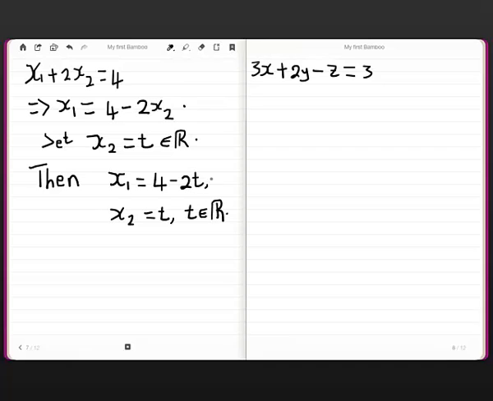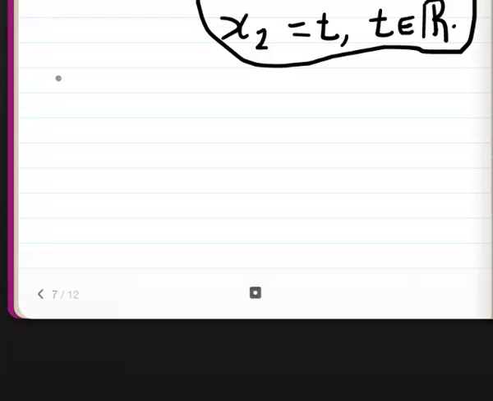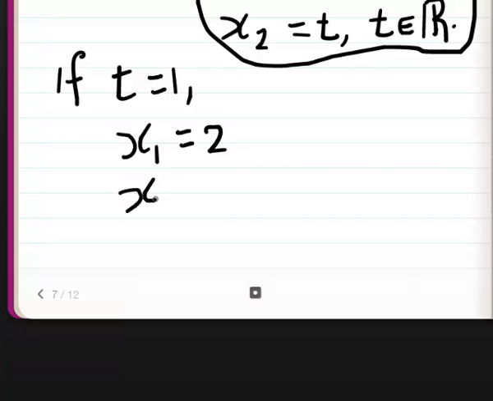Okay, so right here, what we just did, this is a parametric representation of our solution set. From here we can get as many particular solutions as we want. If we decide and say, okay, if t is say 1, then we would have x1 equals 2 and x2 would be equal to 1. Okay, so we can have as many solutions as possible. That is just a particular solution.